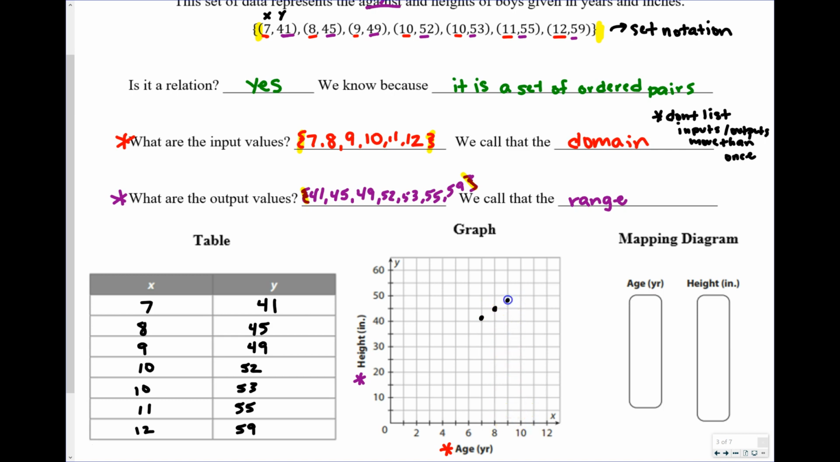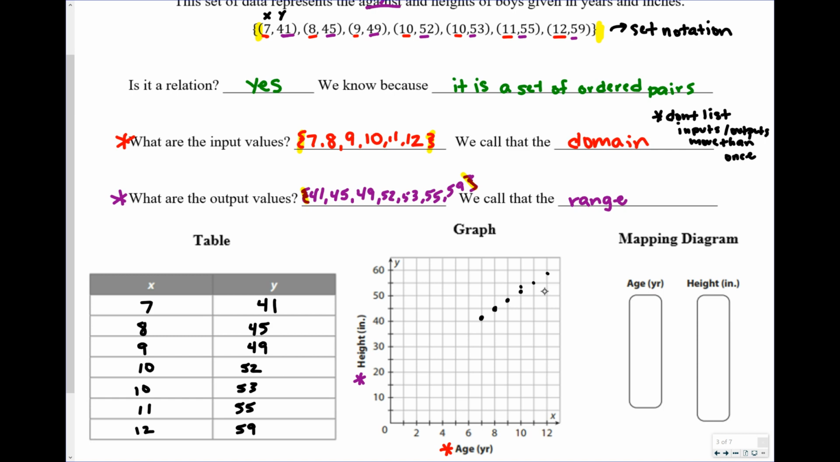949. Notice how I'm estimating. I'm not quite putting it fully on the line because it's not quite the exact number, but I'm trying my best to be as close as possible. 1155 and 1259. So there are all my points. Okay. So that's graphing the relation of coordinate pairs.